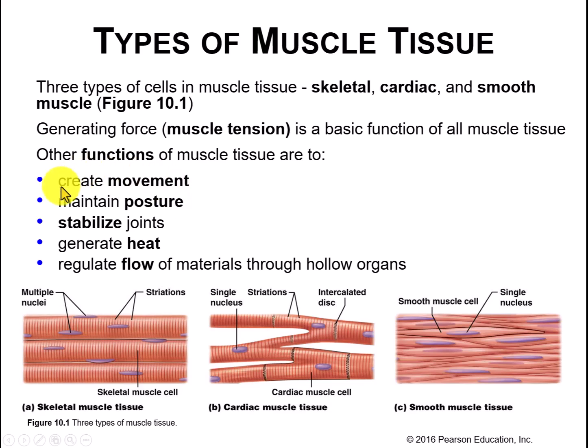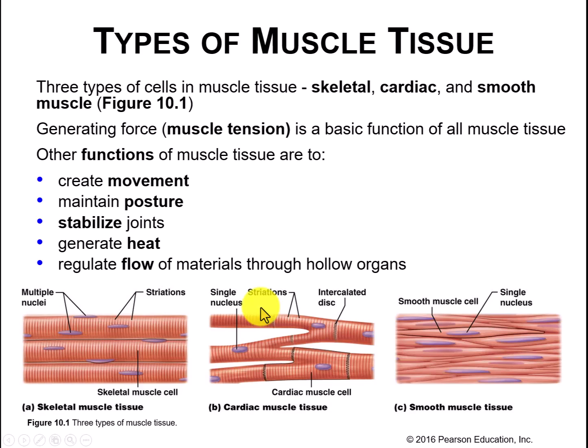These are all going to be predominantly skeletal, the way we think of movement, but we also have movement within the body, movement of our blood, movement of the digestive system. All of that would be carried out by our smooth muscles. Generating heat, predominantly the skeletal muscle, and then regulating the flow of materials through hollow organs. Again, this would be via smooth muscle and cardiac muscle, because cardiac muscle is only found in the heart, and it is used to push blood around the heart.